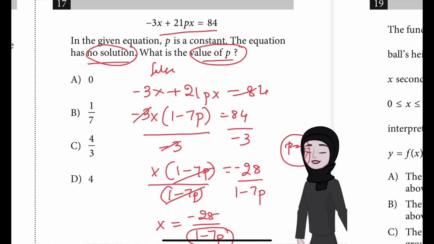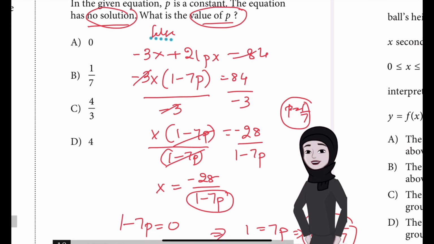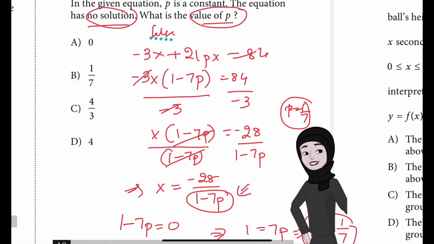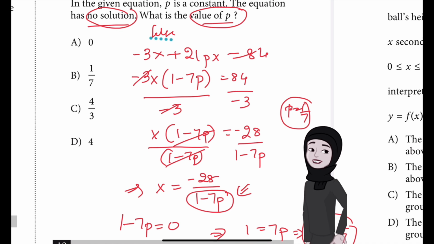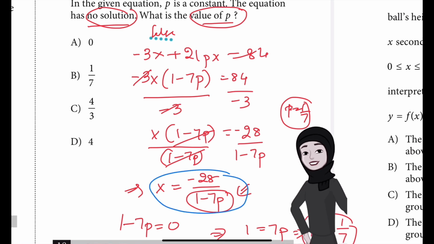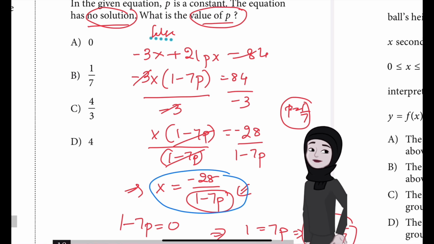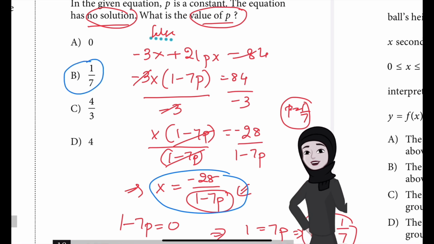The equation will have no solution when, in this case, x will not be defined. That will happen when the denominator is 0. The denominator in terms of p is 1 minus 7p. We know that x is equal to negative 28 divided by 1 minus 7p, and by equating the denominator to 0, we are finding the undefined case, the one which is causing the no solution. So you can see that it matches answer choice B, which is 1 by 7.